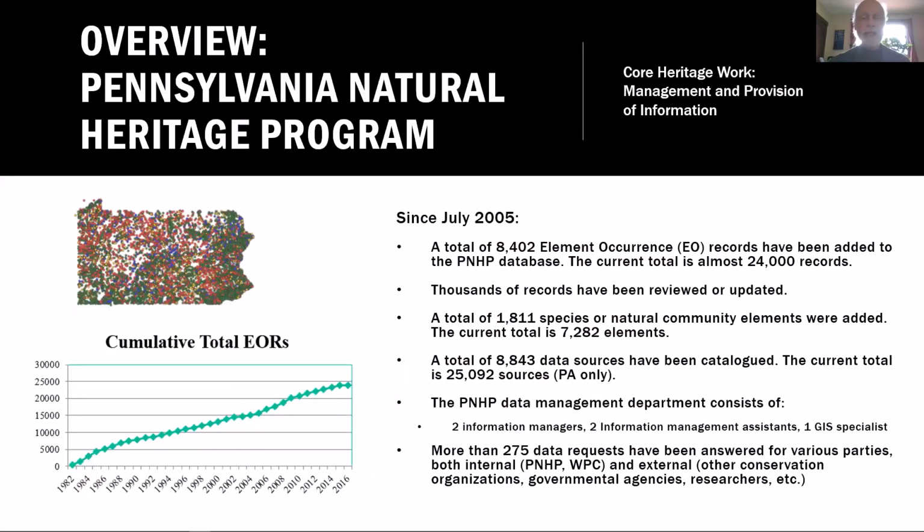And data is the other bread and butter. We inventory, we collect data, and we provide that data to a lot of partners, including our state agencies who review permits and do environmental review. All states have some form of that. And this is an old slide too, but we have over 30,000 records now representing all the species that we track in Pennsylvania.